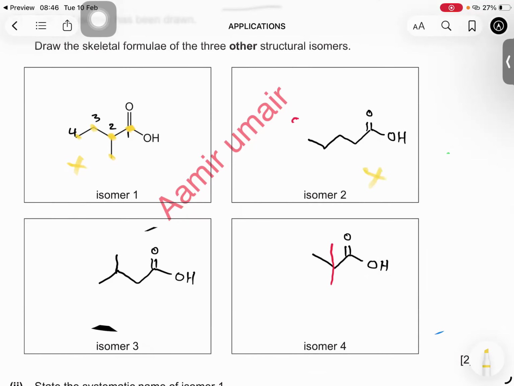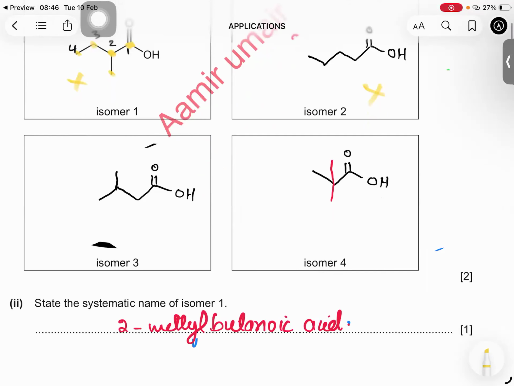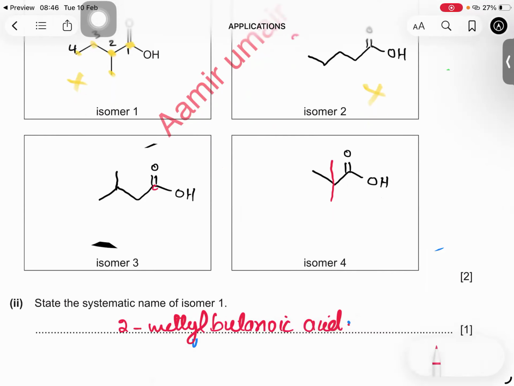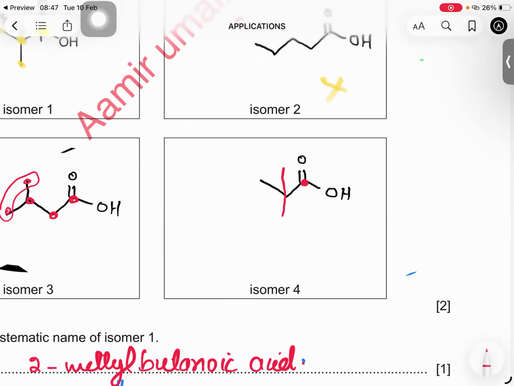So I'm going to cross this out. Similarly, isomer 3 and 4. Now they are under consideration. Isomer 3, look at this. How many carbon 13 peaks? 1, 2, 3, and these 2, 4. So again, this is not my answer. Here you come. So this is C, 1 peak.